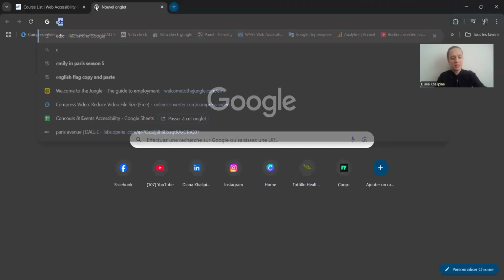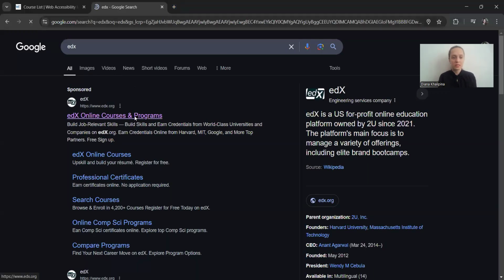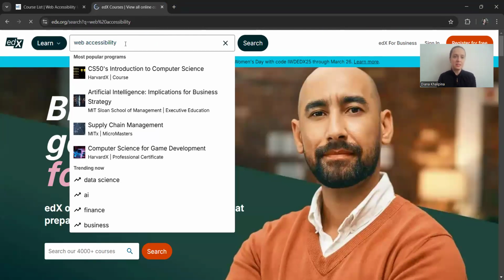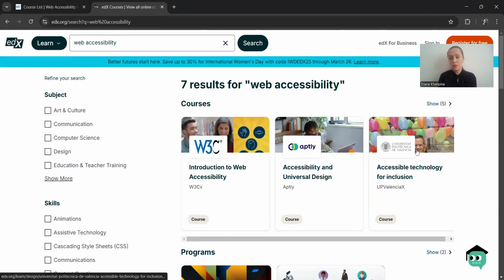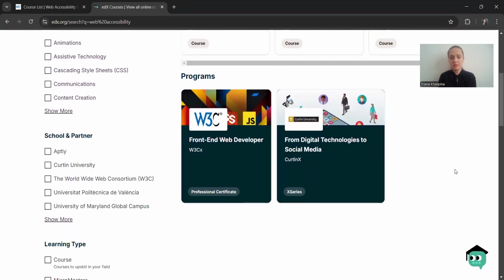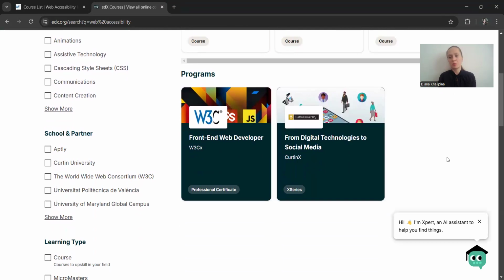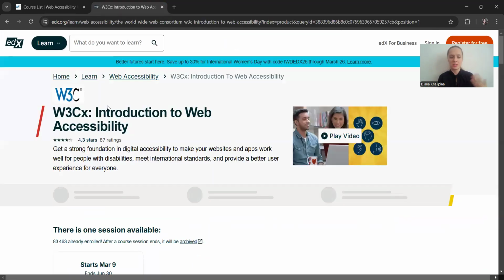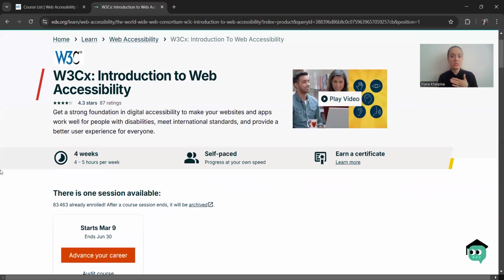And now let's check, for example, EDX, what they suggest. So we will go on the site and we just type web accessibility. That's what I did. So you can see that there are not so many courses. There are just 7 results for web accessibility. They have some programs that include courses about web accessibility and some courses that are just independent about web accessibility. That's the course, the first one, Introduction to Web Accessibility. That's the one that I took in the beginning of my journey, just to understand what it is and how interesting it is to me to start this, to work on it, because it's a huge responsibility to apply the rules to make internet, all the digital space accessible for everybody.